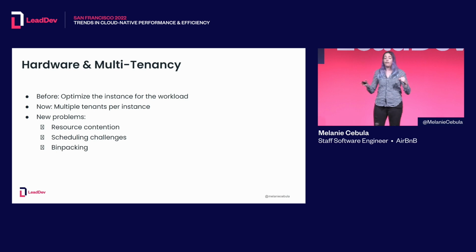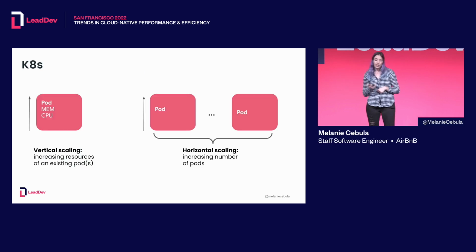But now we have multiple tenants per instance, and they all have potentially radically different needs. So now we have new problems facing us, including resource contention, scheduling challenges, and bin packing. So since we're talking about instance sizes, I'll talk about a basic bin packing problem that I have seen in the wild. So when it comes to the pod itself, this is just talking a bit about vertical scaling.